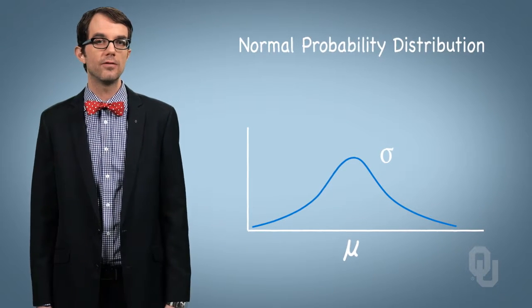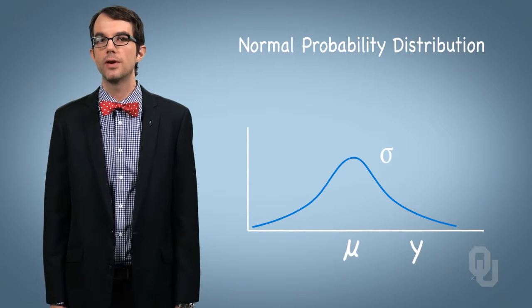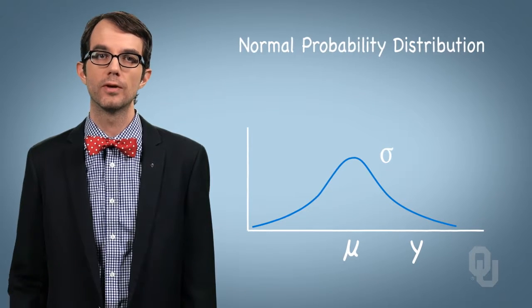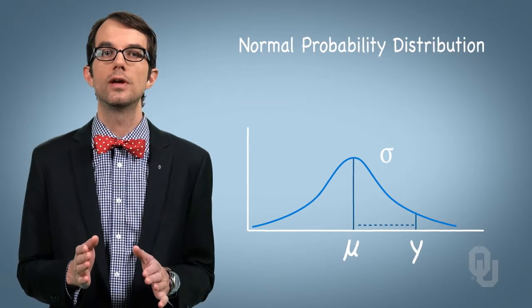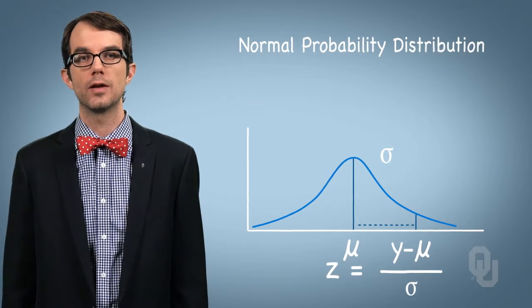To find the probability of an interval of a normally distributed random variable y, we convert y to a standard normal distribution. That is, we represent the distance between a realization y and mean mu in standard deviation units. The z-score is y minus mu divided by sigma.